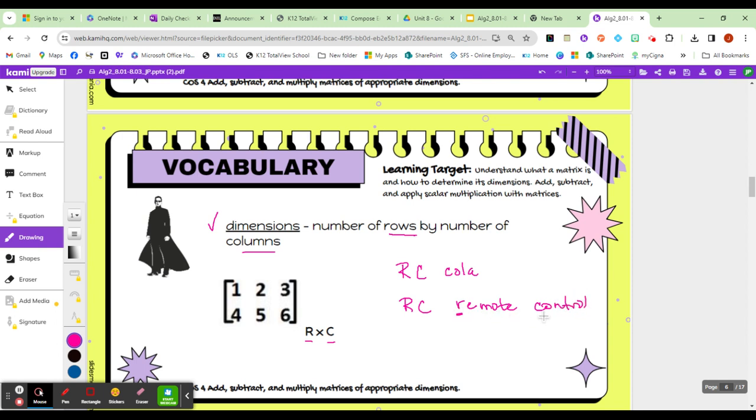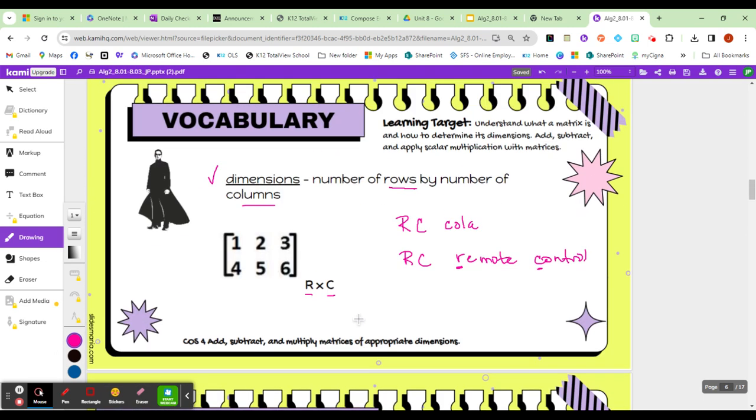So whatever helps you to remember, it's R by C. So let me check my next slide. No, we'll do this one. This particular matrix is the one we just looked at. It has 2 rows. So the number of rows is 2 times the number of columns, which is 3. So the dimension of this matrix is 2 by 3, meaning it has 2 rows and 3 columns. The dimensions are really important.